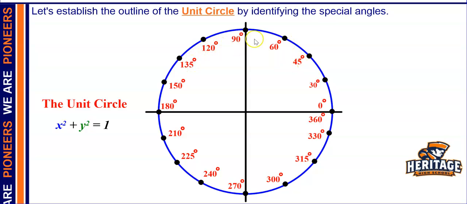Then, as we go beyond 90 degrees, we hit 120, 135, 150. Clearly, these are not the same numbers. But if you were to find the reference angle for each one of these, it would match one of these 3 original special angles. So that's why we can find a consistent pattern throughout the entire circle.